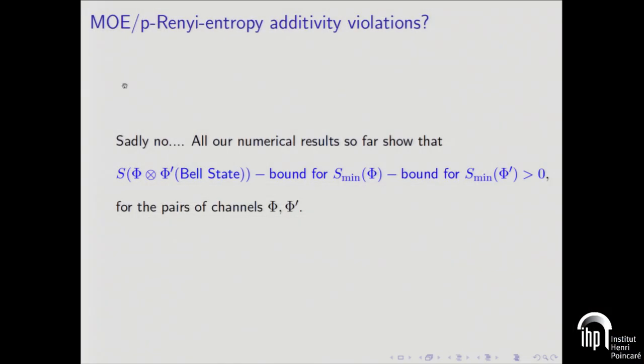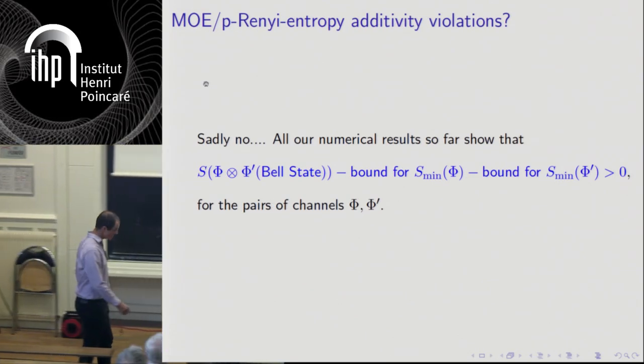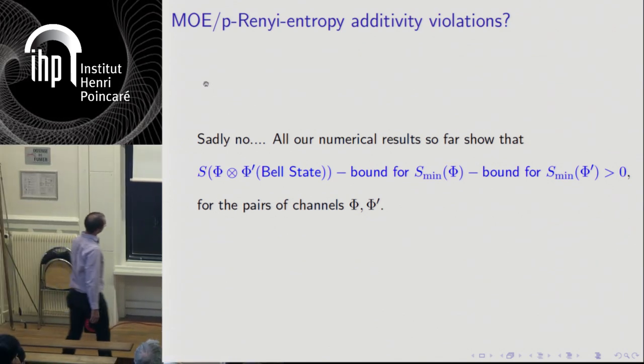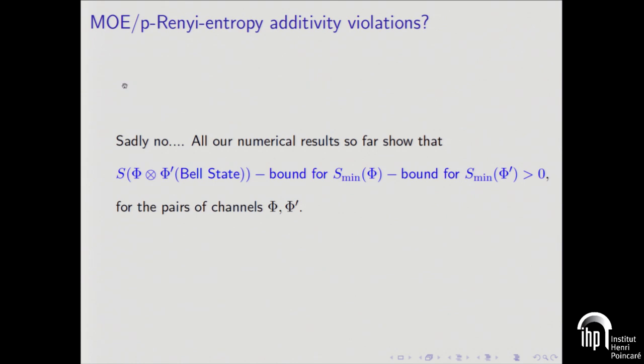So the natural question would be, do you, at least in this situation, get some sort of additivity violations for minimum output entropy or p-Renyi entropy? Sadly, the answer is no at this stage. What you get is an explicit calculation of the output of a Bell state, and we have some bounds, and we can make that difference. We'd like it to be negative. We can make it as close to 0, but it's always going to 0 from above. So I'll stop there, and thank you very much.